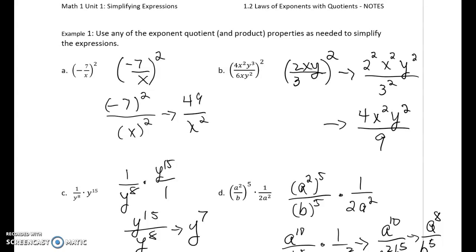So let's take the time to reduce what's inside the parentheses. 4/6 reduces down to 2/3. I can use the quotient rule with the x's to get x to the first, and the same thing with the y's to get y to the first. That minimizes what I have to do with this exponent of 2 outside the parentheses. Applying that property and doing a little simplifying, I get 4x squared y squared over 9.